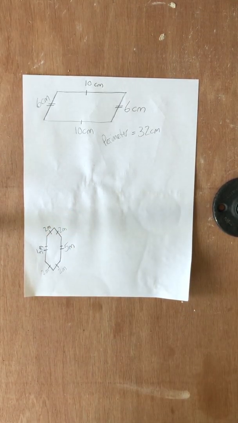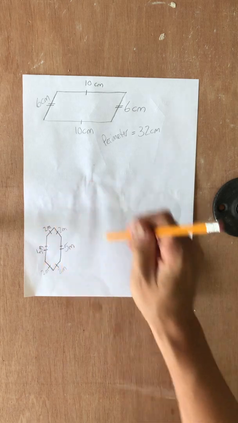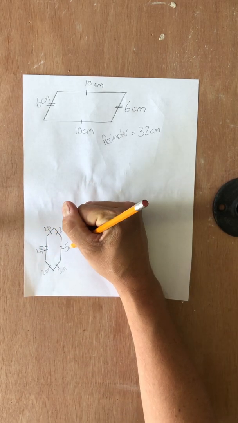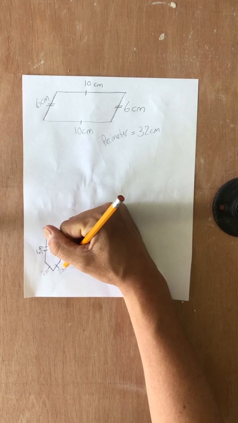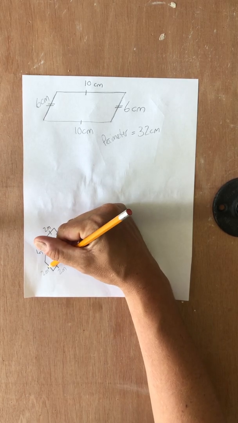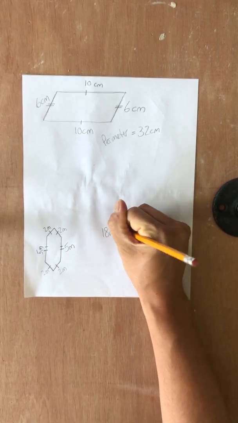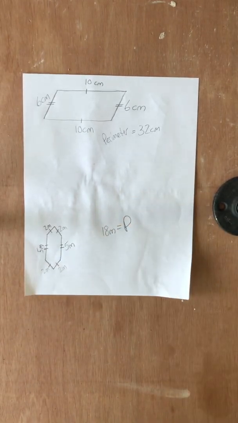Okay, once we've done that, again, it's easy to find the perimeter. Just add up the distances around the outside. 2 plus 2 is 4. 4 plus 5 is 9. 9 plus 2 is 11. 11 plus 2 is 13. 13 plus 5 is 18 meters. That is our P for perimeter.